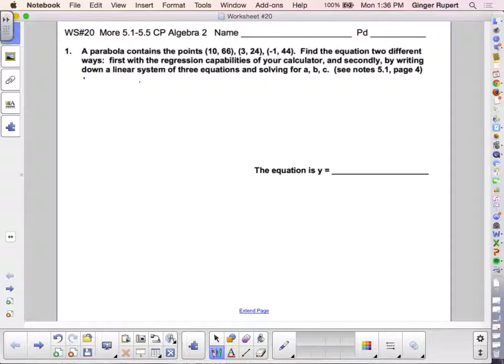So the first one is the ordered pair (10, 66). That means that x in our equation f of x equals ax squared plus bx plus c. So the 66 is the f of x, and the 10 is the x value. So set up the system of equations.